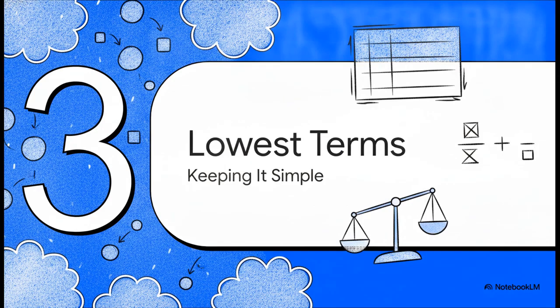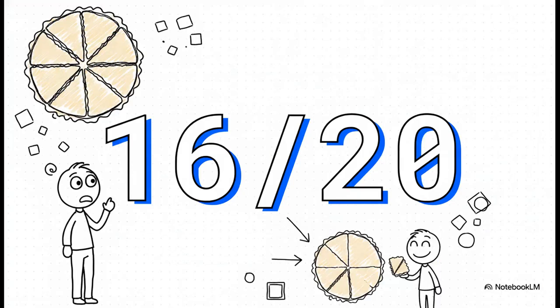Section 3. Fractions in lowest terms. Keeping it simple. But dealing with common denominators like 40 can get a bit exhausting. Sometimes our math gives us numbers that are just way too big and clumsy for everyday life.